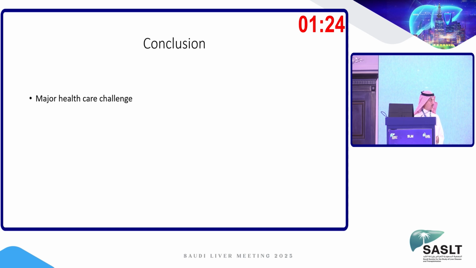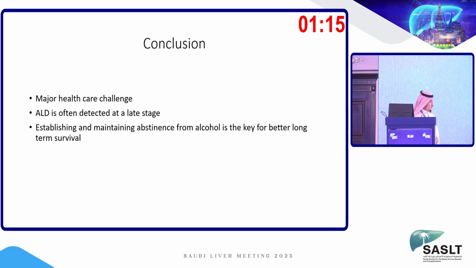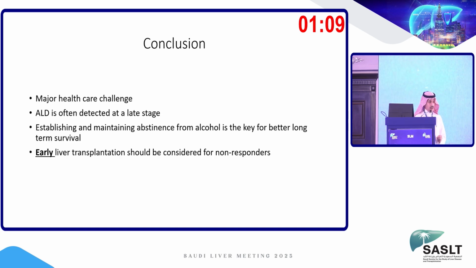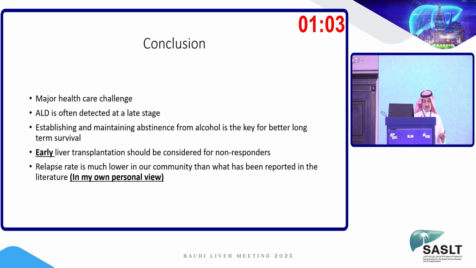So in conclusion, overall and globally, it remains a global healthcare challenge. Unfortunately, those patients will present at a later stage, and establishing and maintaining abstinence is the key to much better long-term survival. Early transplantation should be considered for patients who don't respond to standard therapy. And this is just my personal view from my experience here at King Faisal, that what we have here in terms of relapse rate is much lower than what is reported in the literature. Personally, I believe this is because of the living donor programs. A brother or a sister will come and donate, and the patient feels obligated to maintain and take care of this gift that gave him the advantage of survival.